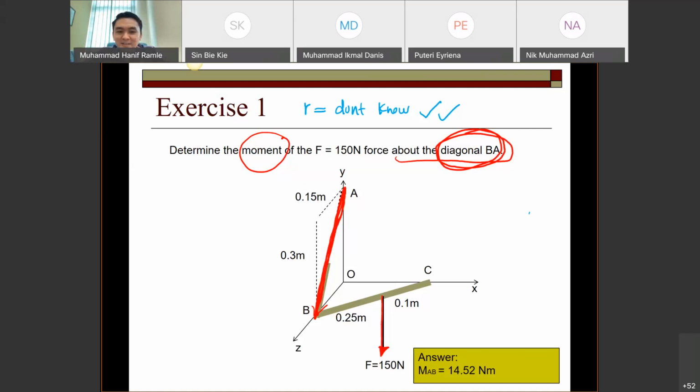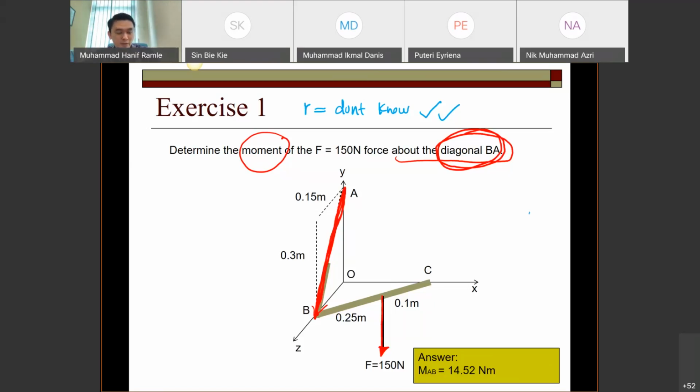Is the arrow the force, Doctor? Yeah, the force is the arrow. So A to F, B to F. For F, we do have two different points, the initial point and the final point, so we have to choose which point. Doctor, is it the middle one? Yes, the middle one, not really middle. But in this case, the force only has 1 point given.